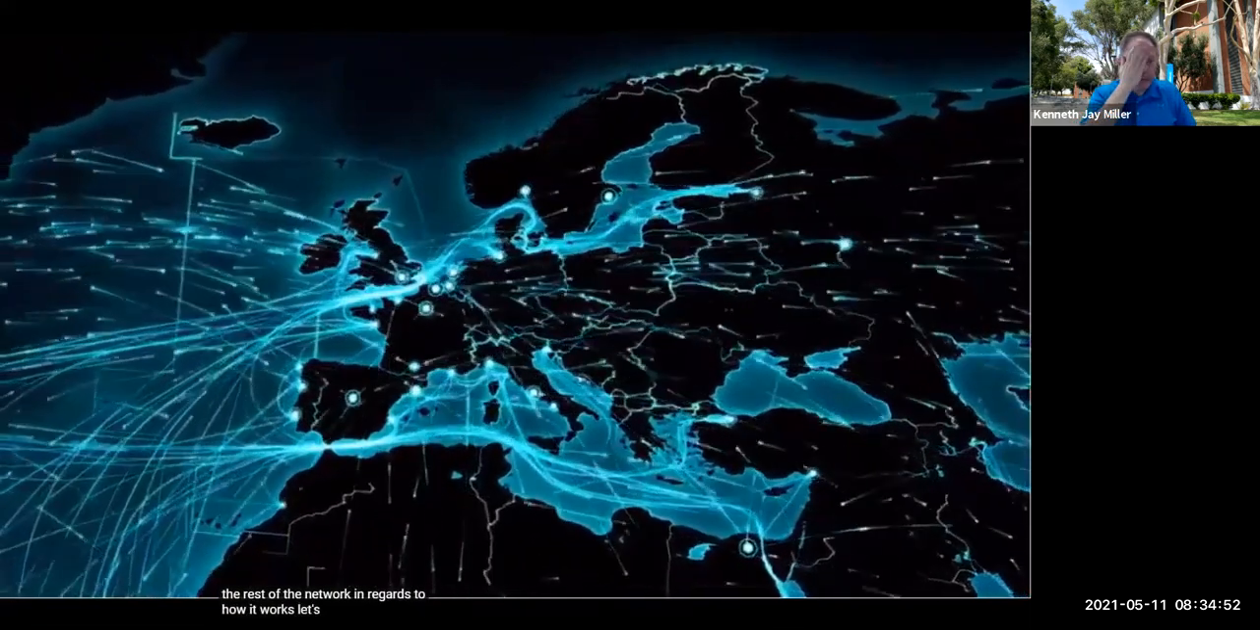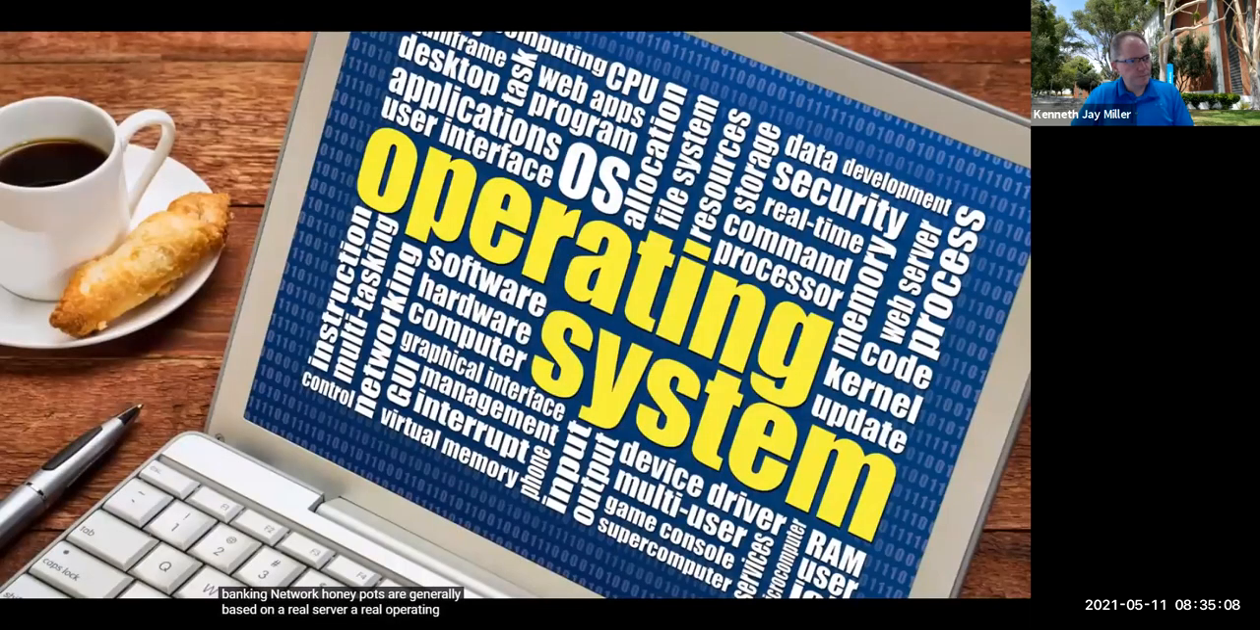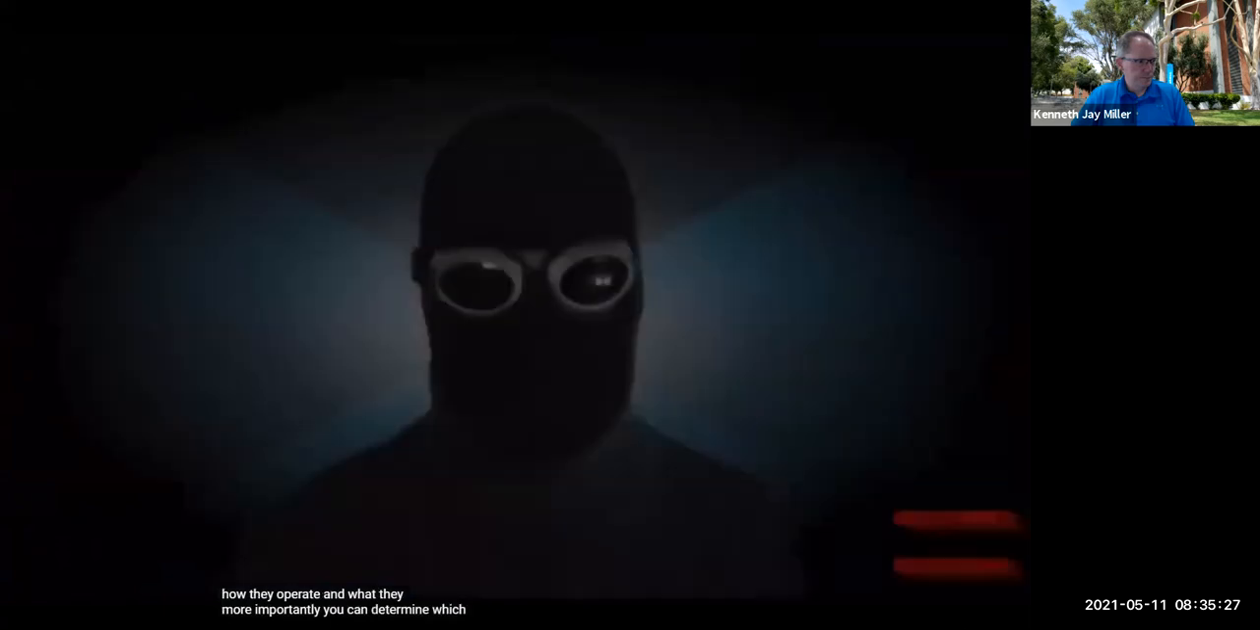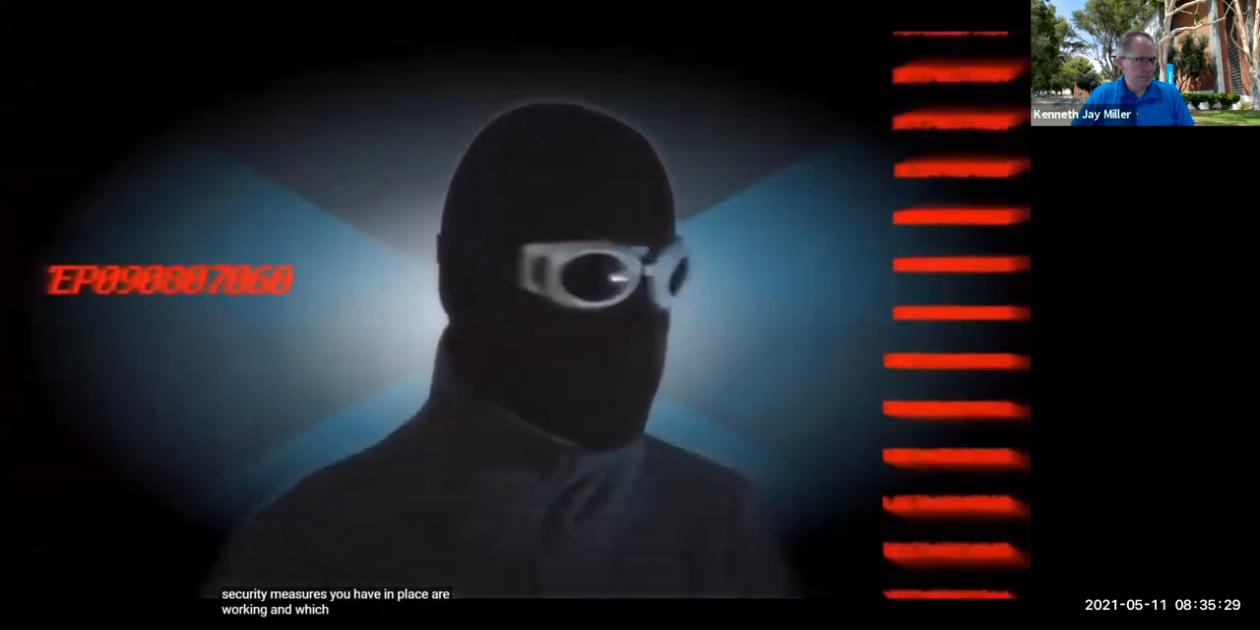In regards to how it works, let's assume you're the CTO of a large bank. So you may want to set up a honeypot system that to the outside user looks as if it's part of your banking network. Honeypots are generally based on a real server, a real operating system, and with data that appears to be real. You would then set up extensive monitoring of these systems, networks, and software so you can better understand where cyber criminals are coming from, how they operate, and what they want. More importantly, you can determine which security measures you have in place are working and which ones you need to improve.